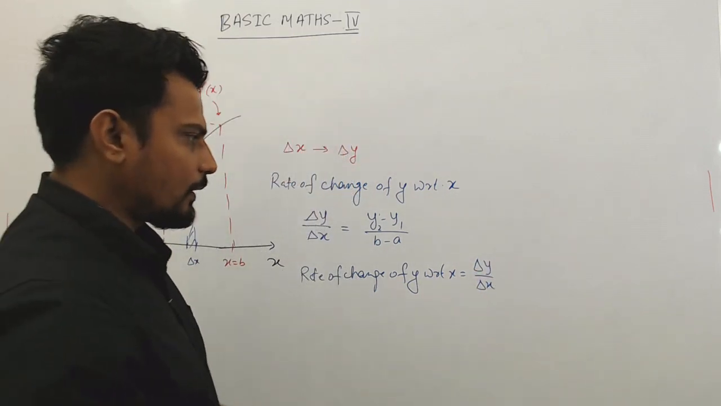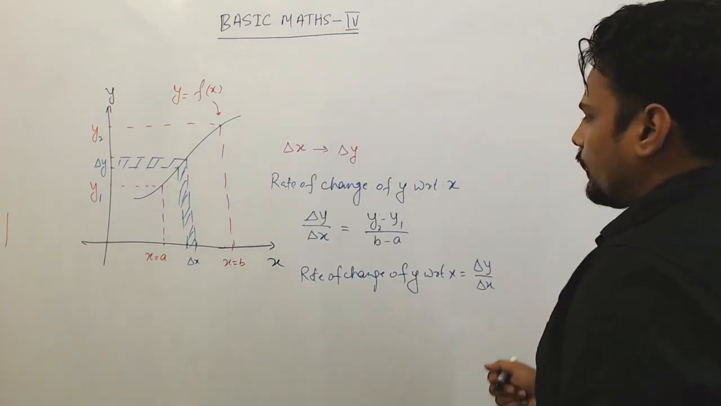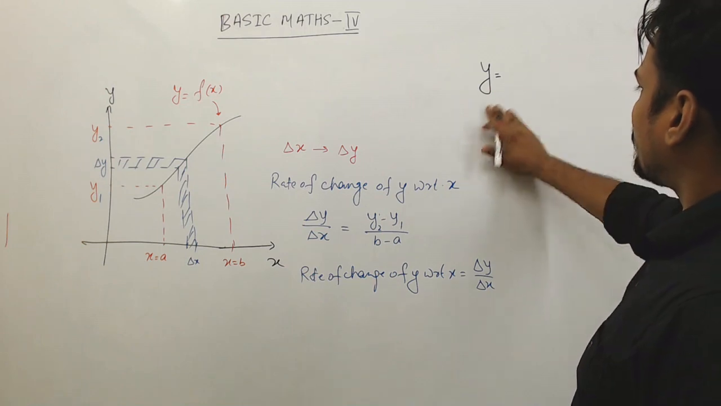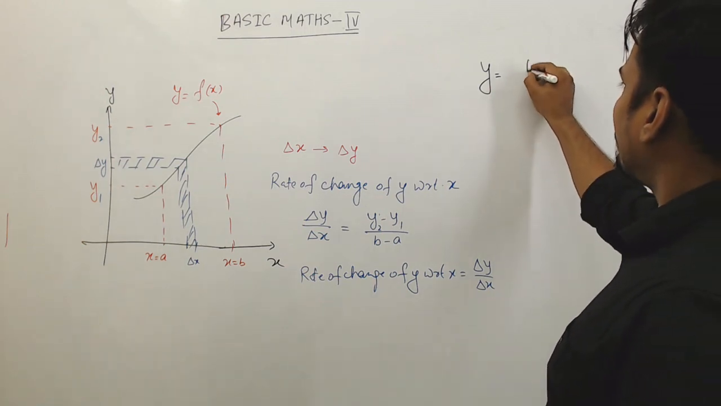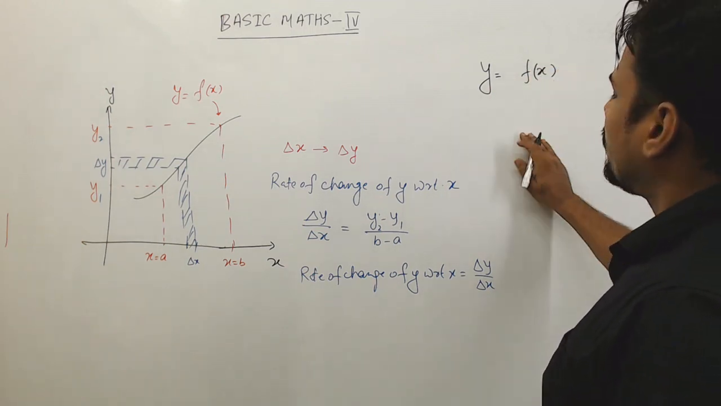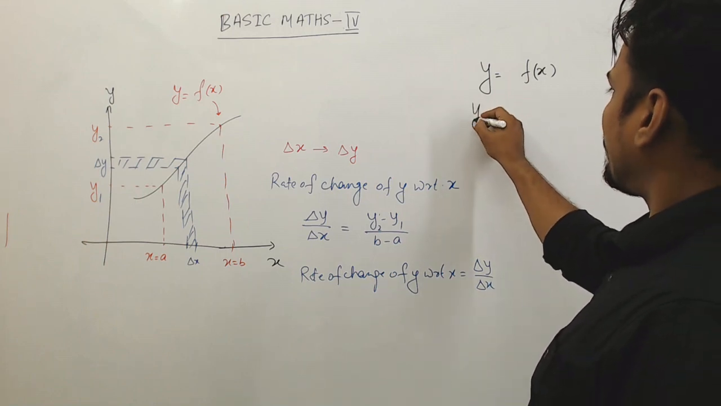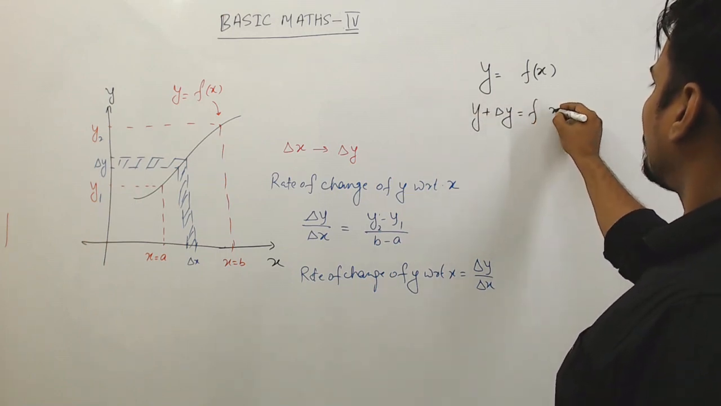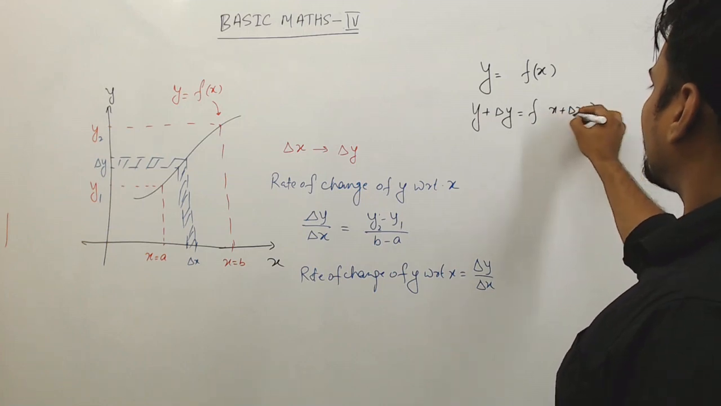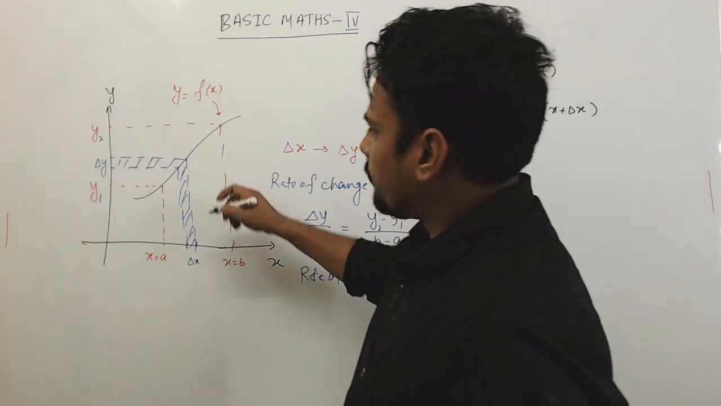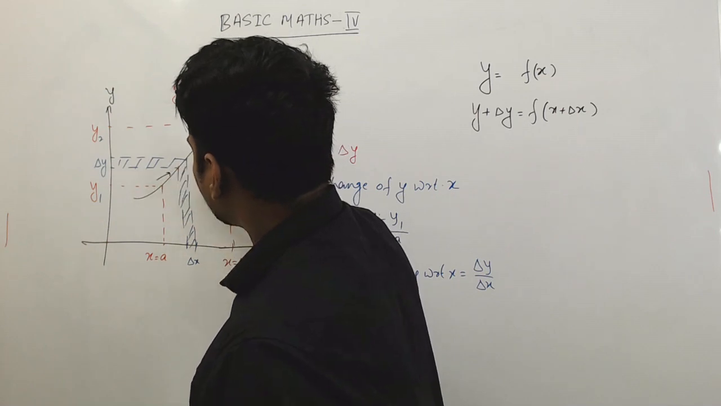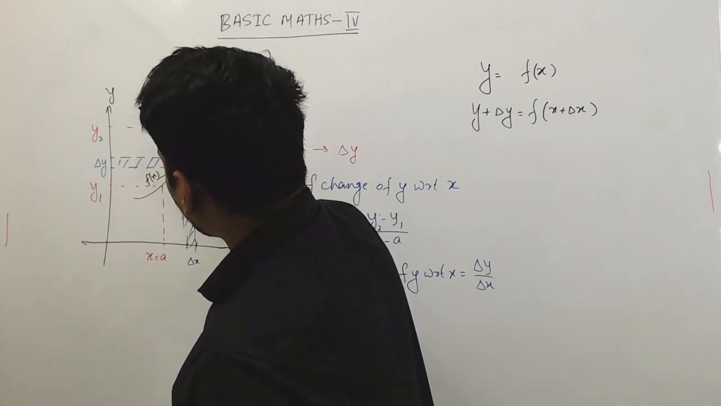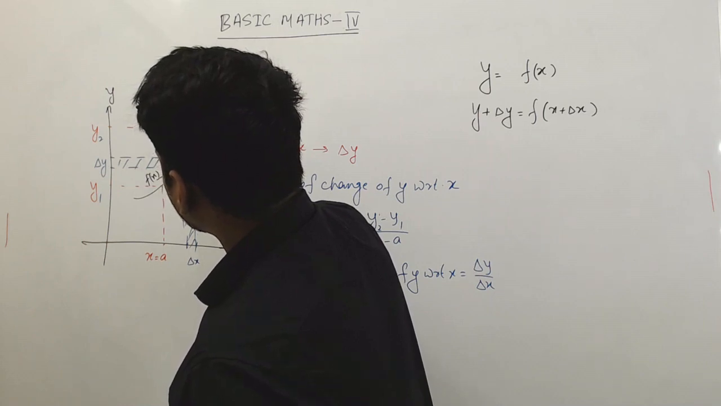Okay. Now, let's say y is equal to, if I say there is a function f of x, with small change in y, can I just add y plus delta y? That should be f of x plus delta x. That should be the case, right? Because if I assume this to be f of x, some value, then this is going to be f of x plus delta x.